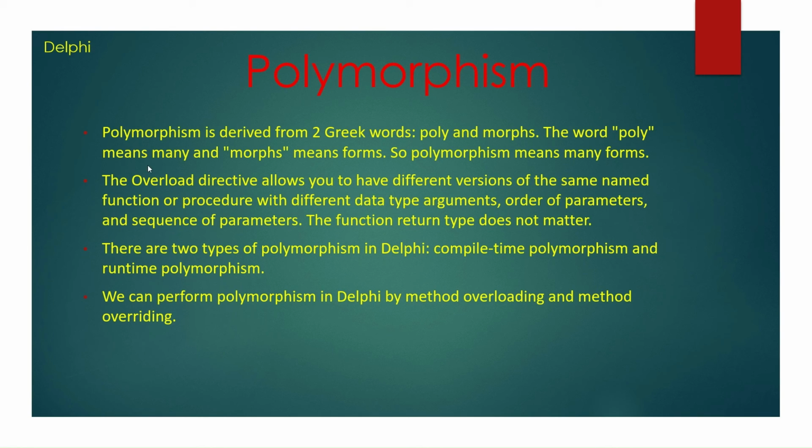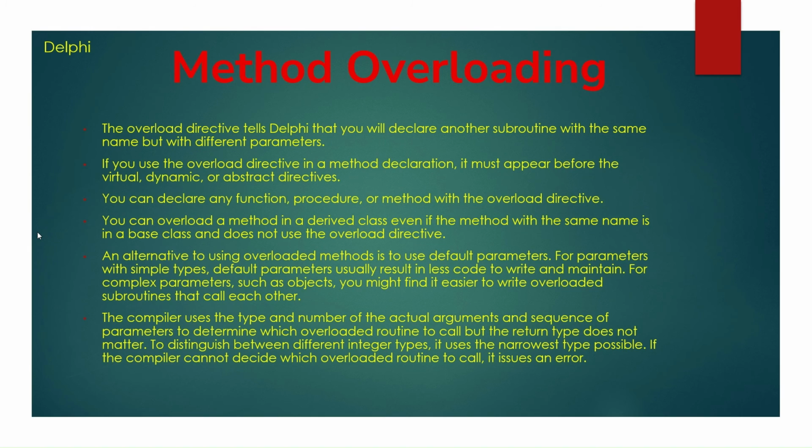So there are two types of polymorphism in Delphi: compile-time polymorphism and runtime polymorphism. We can perform polymorphism in Delphi by method overloading and method overriding. So what is method overloading? The overload directive tells Delphi that you will declare another subroutine with the same name but different parameters, or we can say with a different signature.